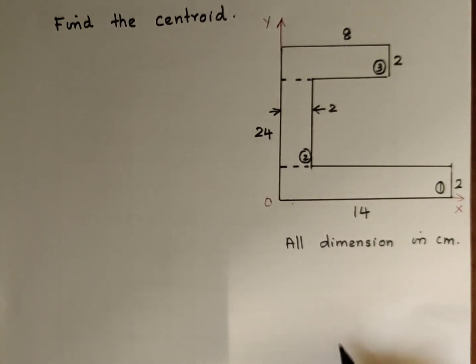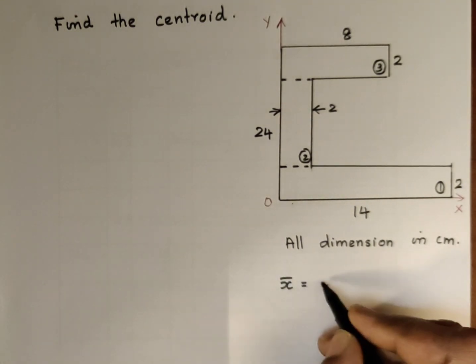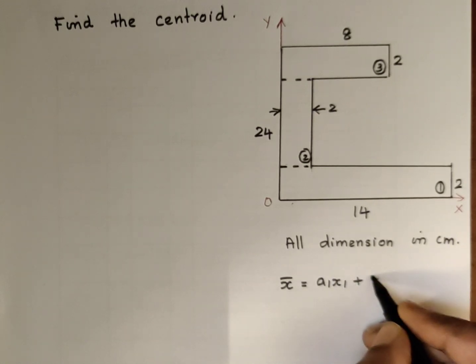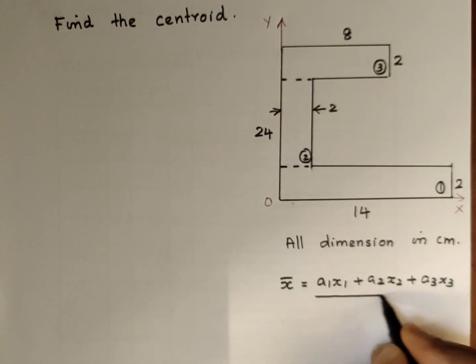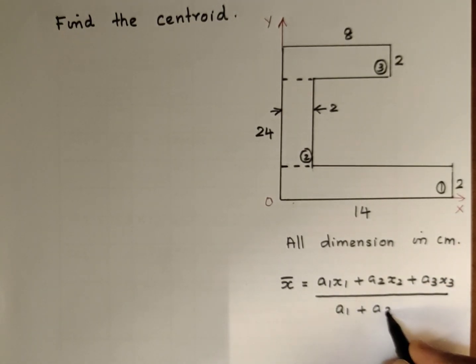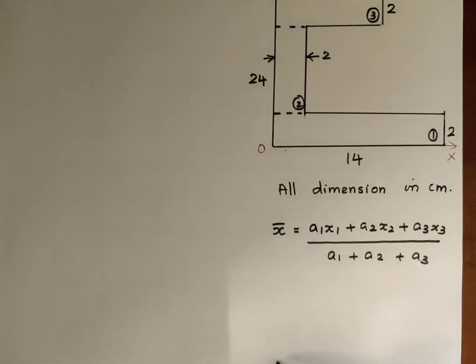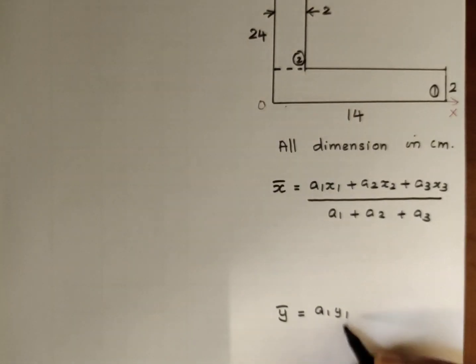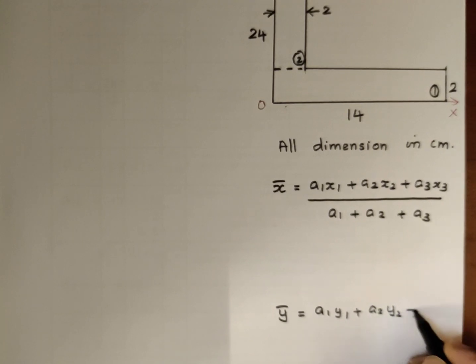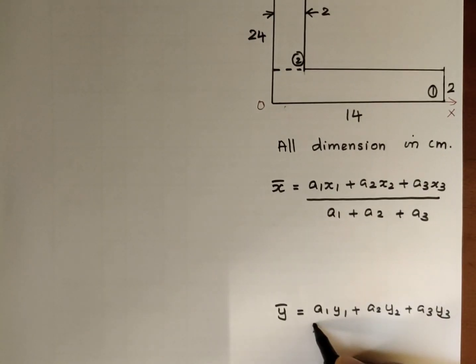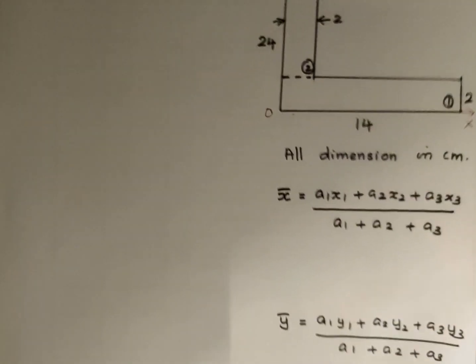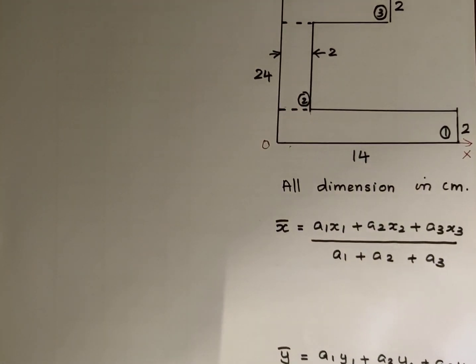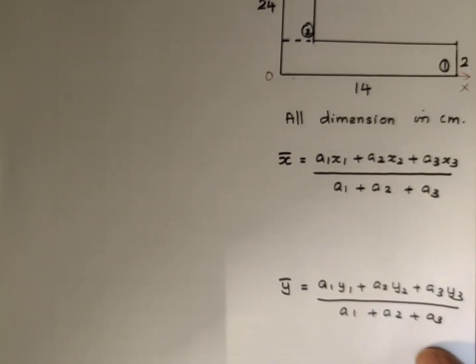So now you have to write the equation. X coordinate is equal to a1 x1 plus a2 x2 plus a3 x3, you are having three rectangles, divided by a1 plus a2 plus a3, and y coordinate is equal to a1 y1 plus a2 y2 plus a3 y3 divided by a1 plus a2 plus a3. So now the equation is based on the given figure.